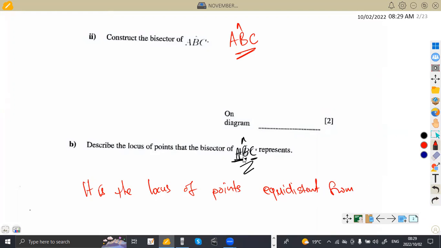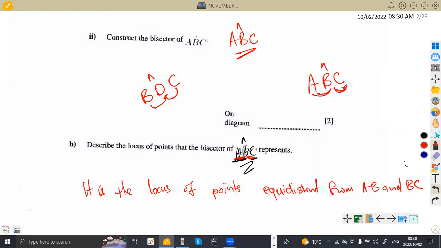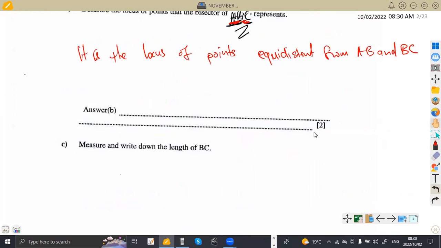So what are the given lines? The first line is AB, and the other line is BC. That's how you describe this. The lines that create ABC are AB and BC. If it is given as DBC, say, and you are bisecting this angle, it's going to be lines BD and DC. That's the concept. Anyways, I just hope we understand here.